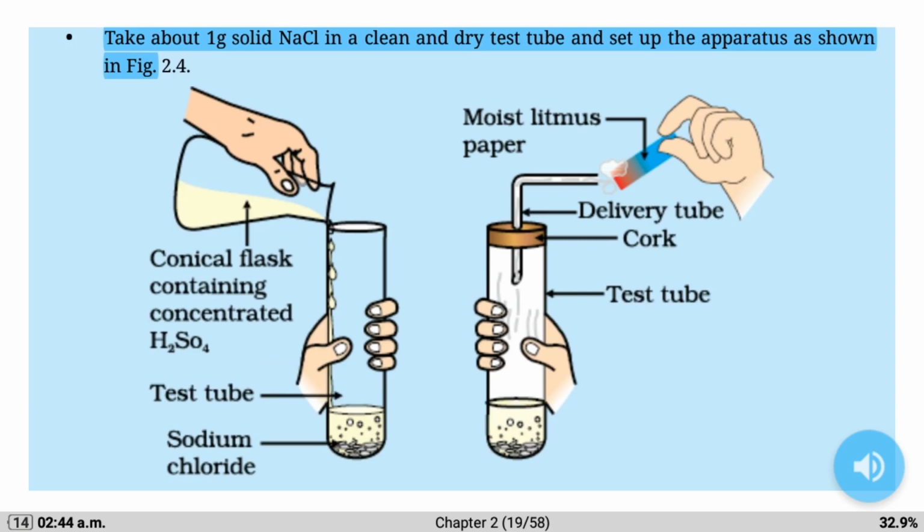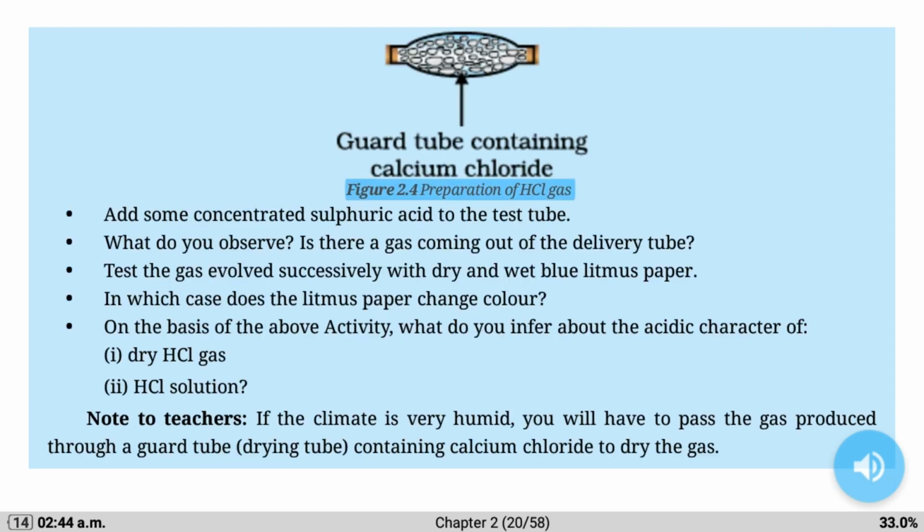Take about 1 gram solid NaCl in a clean and dry test tube, and set up the apparatus as shown in Fig. 2.4. Figure 2.4 Preparation of HCl gas. Add some concentrated sulfuric acid to the test tube. What do you observe? Is there a gas coming out of the delivery tube? Test the gas evolved successively with dry and wet blue litmus paper. In which case does the litmus paper change color? On the basis of the above activity, what do you infer about the acidic character of dry HCl gas and HCl solution?